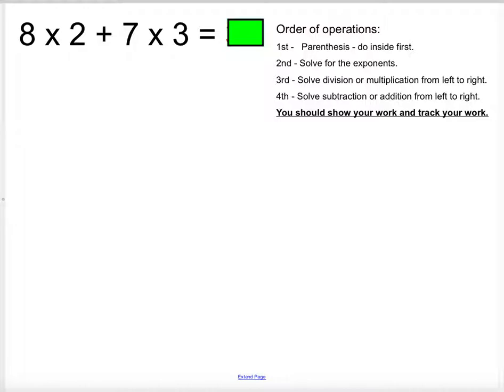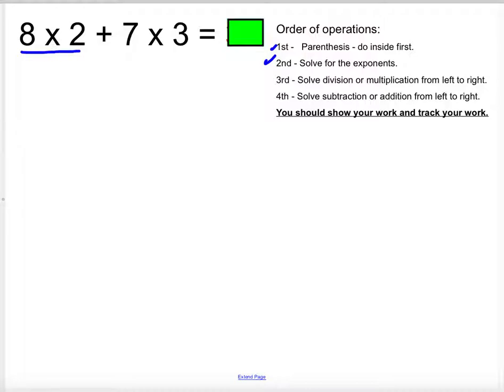All right, here we go. Let's take a look at it. Again, if you're not done with it, you can jump in and see how we solve it right now. First thing we do is look for parentheses. Nothing like that. Solve for the exponents or roots. No exponents or roots in there. Solve for division or multiplication from left to right. Well, we got a couple things going on here.